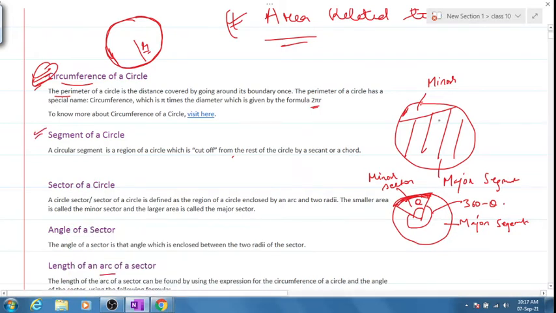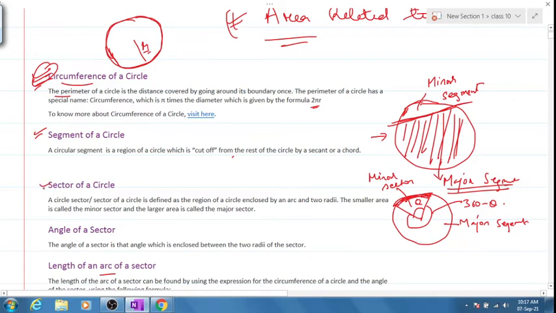Segment of a circle, this is called the segment of a circle. If I take a circle and use a chord to divide this circle into portions, then we say that this is the minor segment, and this entire one, the bigger one, is the major segment. Is it clear?